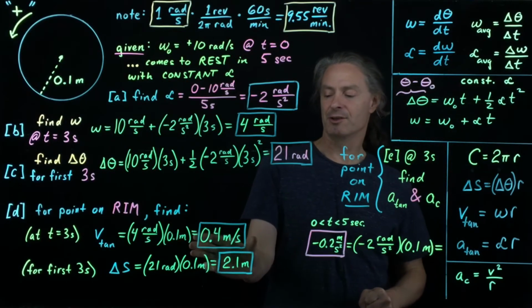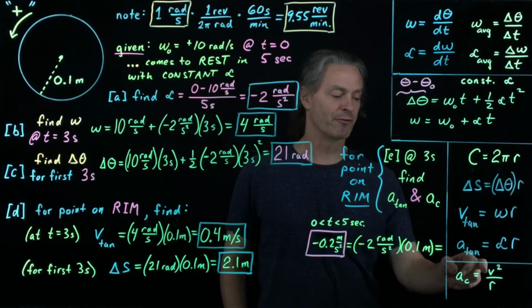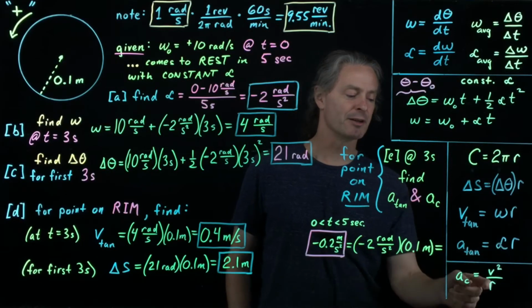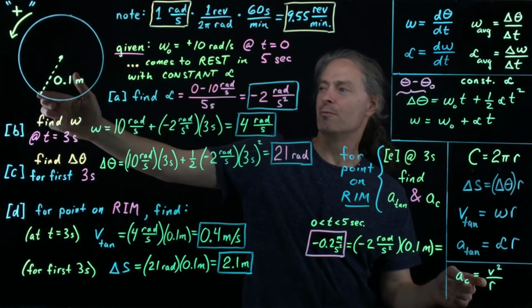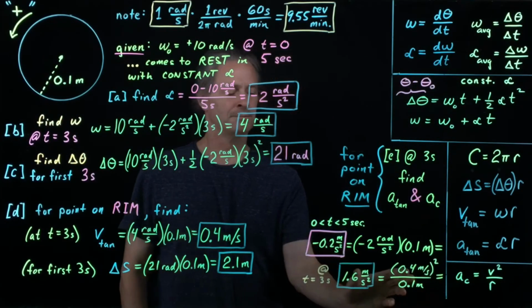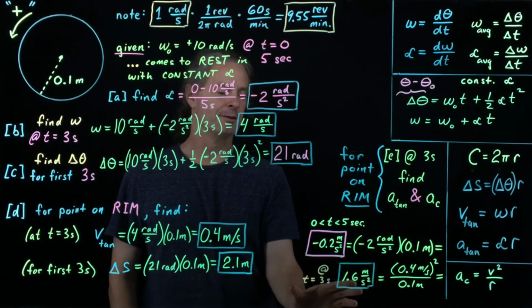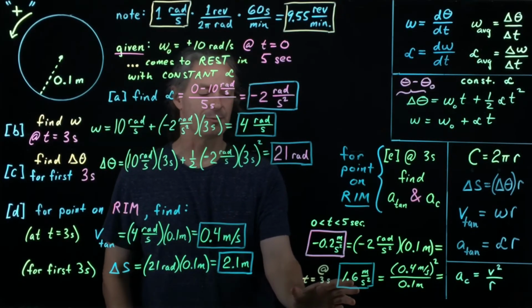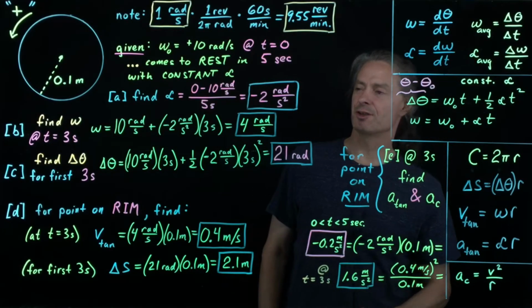So the magnitude of this will just be 0.4 meters per second. So we put 0.4 meters per second here, square it, divide by the radius. Again, we're talking about a point on the rim, so 0.1 meters is the radius. Plug that in here, and we get 1.6 meters per second squared for the centripetal acceleration at time t equals 3 seconds. All right, we can actually sketch those out.